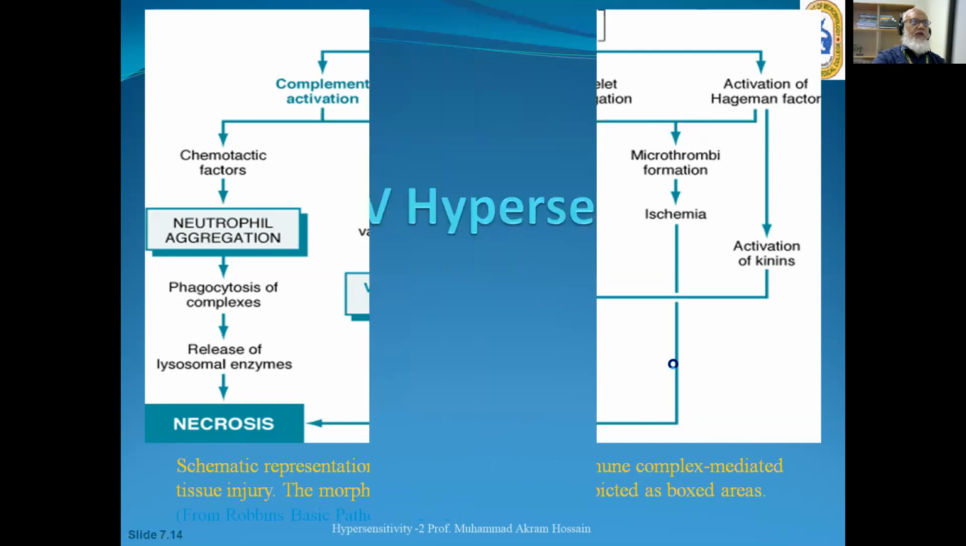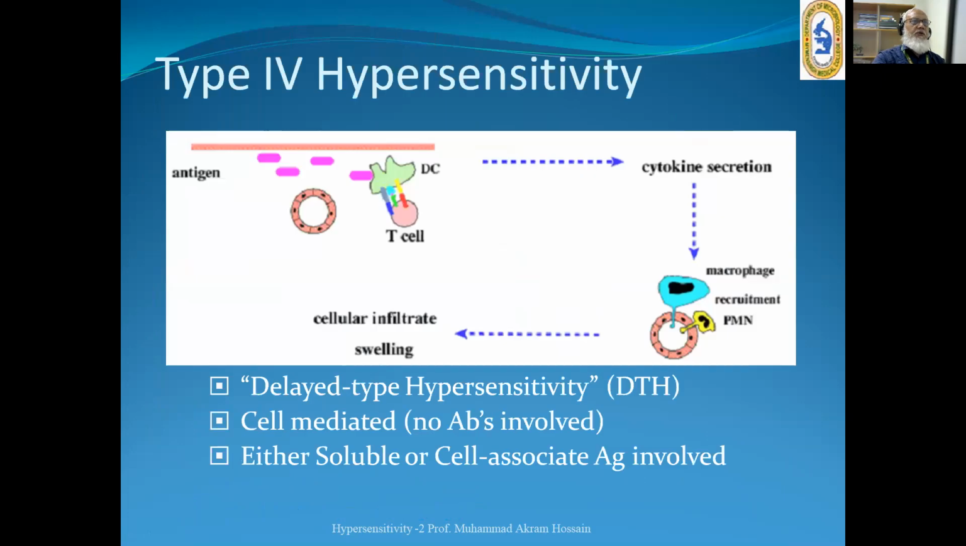antigen-antibody complexes. Type 4 hypersensitivity is also known as delayed type hypersensitivity or cell-mediated hypersensitivity. This is the only hypersensitivity where no antibody is involved. Here, soluble or cell-associated antigens are involved. When the antigens are processed by the dendritic cell, they stimulate the T cell, the T helper cell. The T helper cell produces cytokines, which then activate the macrophage. Cellular infiltrate is there, including polymorphonuclear leukocytes, resulting in edema.